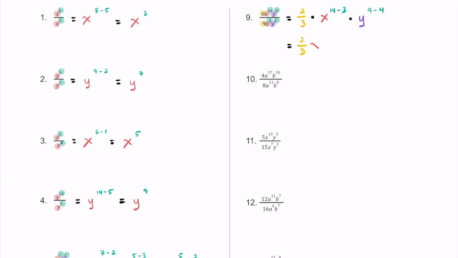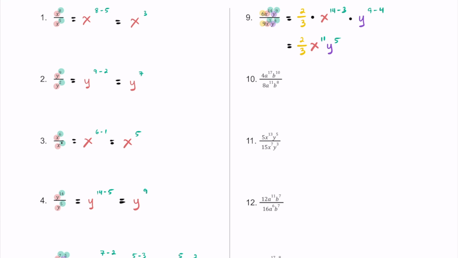And then we have this x raised to the what? 14 minus 3, that's going to be 11. So that's x to the 11th power. And then we have y raised to the 9 minus 4 power, and 9 minus 4 is 5. So this would be our most simplified expression of 2/3 times x to the 11th power times y to the 5th power.